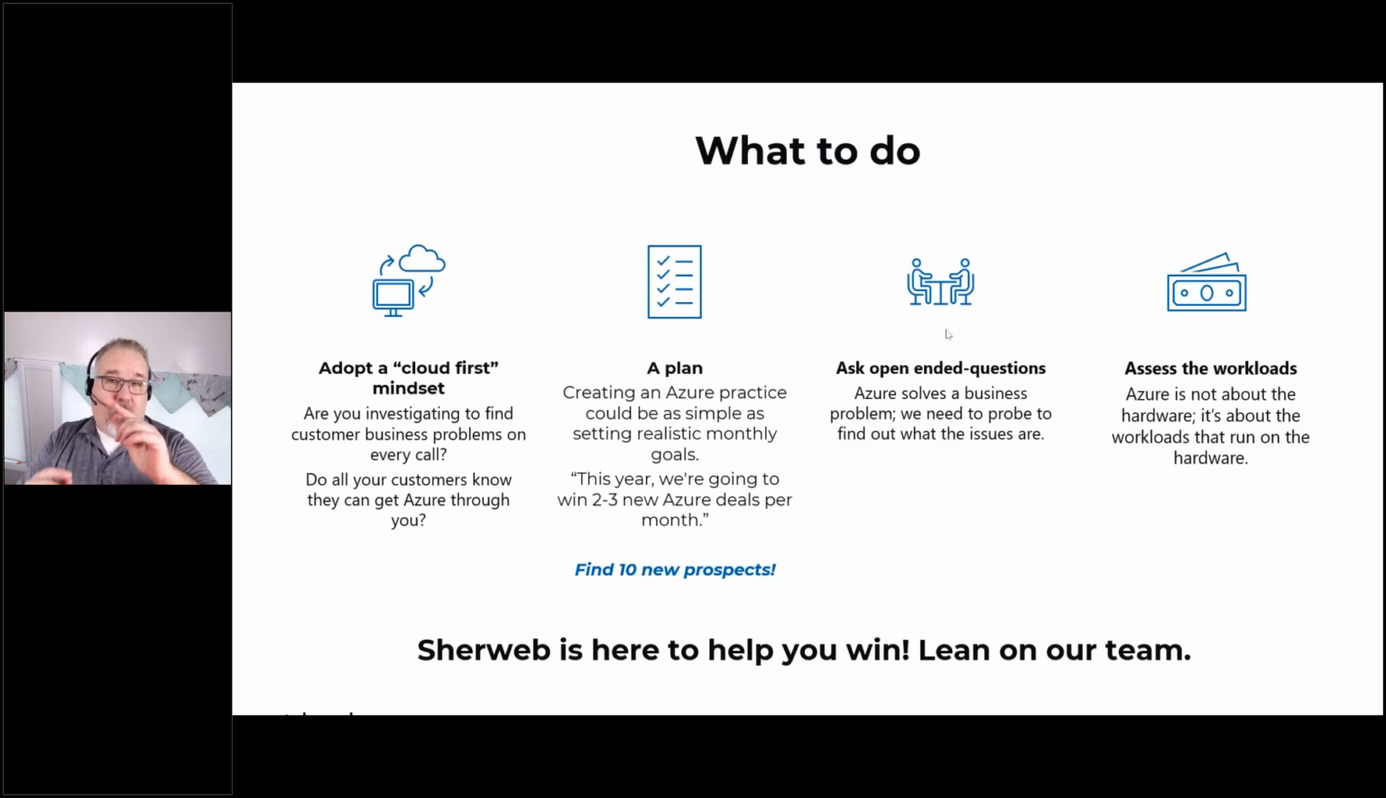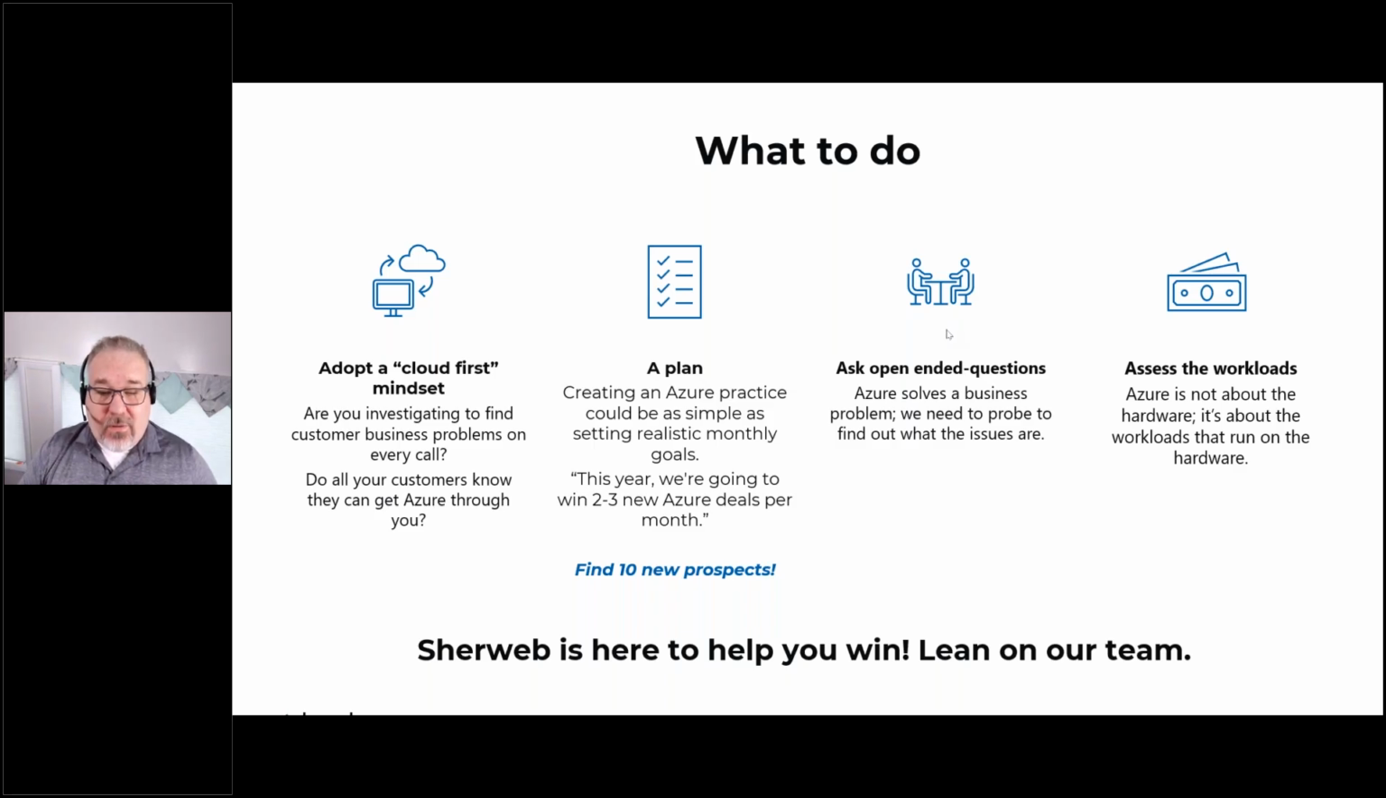So again, if you want to win 2 or 3 deals, typically it's a third of what you're going to chase. So you want to chase like 10, 12 customers, and hopefully out of those 10 or 12 customers, you win 2 or 3 deals. That's the math that we kind of see here in distribution. Ask open-ended questions, learn about your customer's business, and you may already know all about your customer's business, right? You're taking care of them every single day. See if there's opportunity for Azure to be part of the solution.